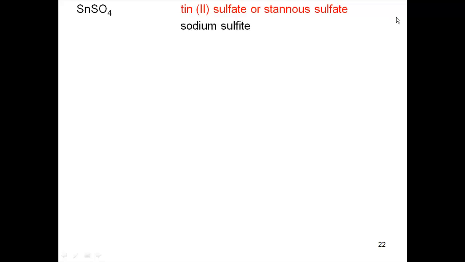Sodium sulfite. So now I got to put these together. So I have sodium, which has a +1 charge. And I have sulfite, which is SO3 with a 2- charge. Okay. So I need to put those together. So I'm going to go ahead and cross multiply. Then I want to have Na2SO3.